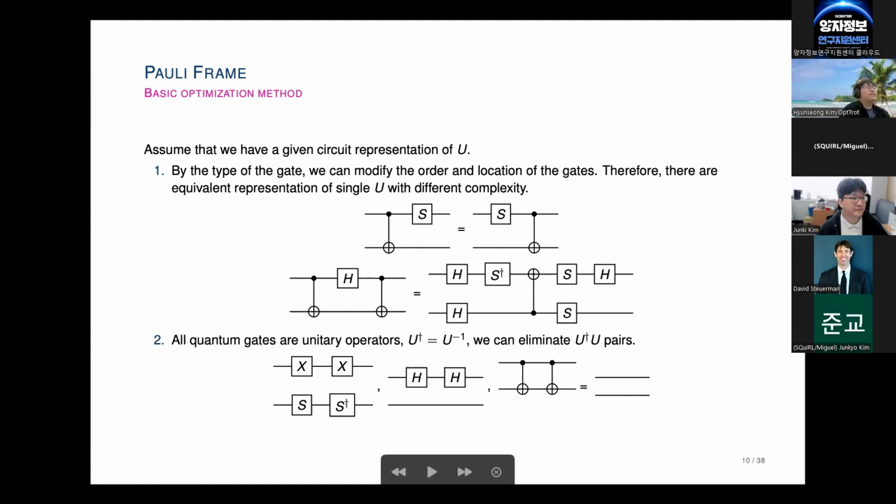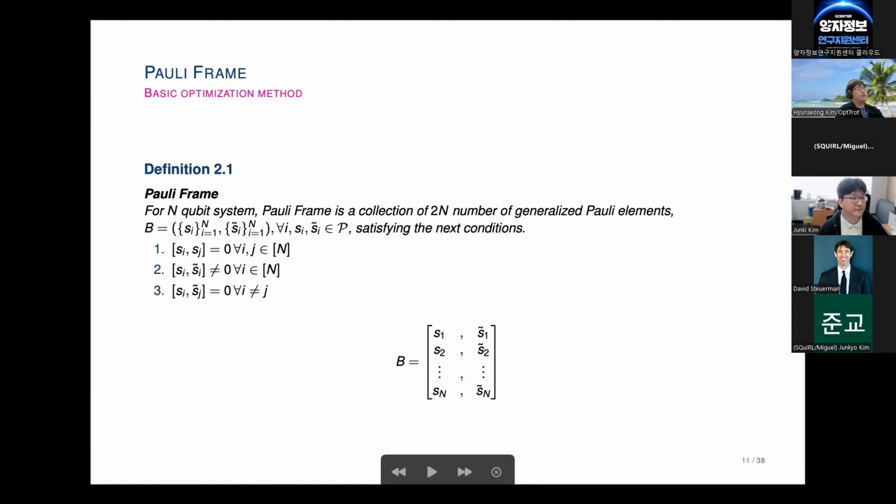So this is one example of a circuit optimization. I will explain the Pauli prime. The Pauli prime is a collection of the 2n Pauli elements of the n-qubit system. So this is just the arrangement of the Pauli elements.